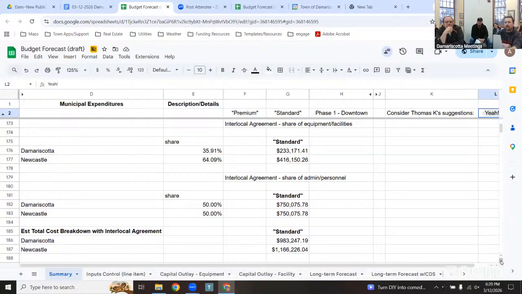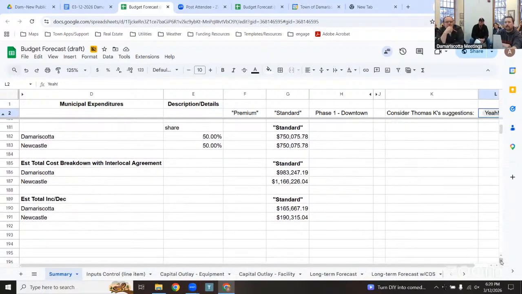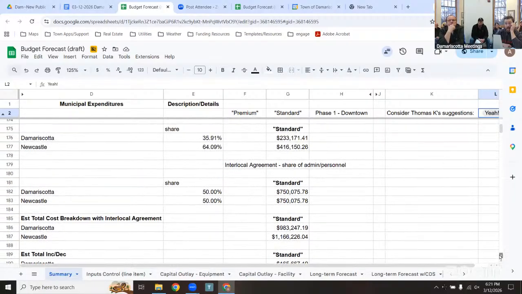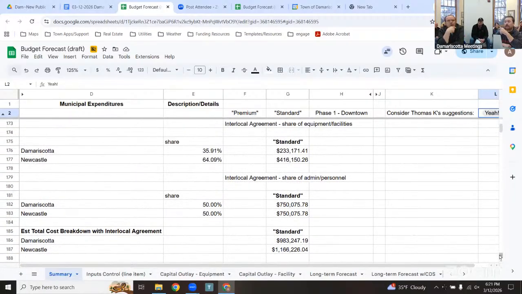And if you scroll further down, you'll see what the ask of each community is, another almost $200,000 next year to share that cost going forward. And that's a combination of the two. The 50-50 is tied to share of admin and personnel. The 36 to 64 is based on the cost for equipment and facilities. Makes sense.